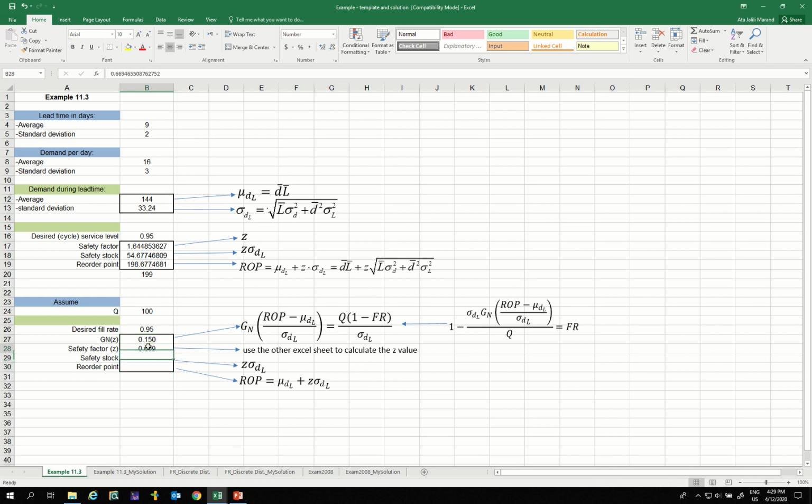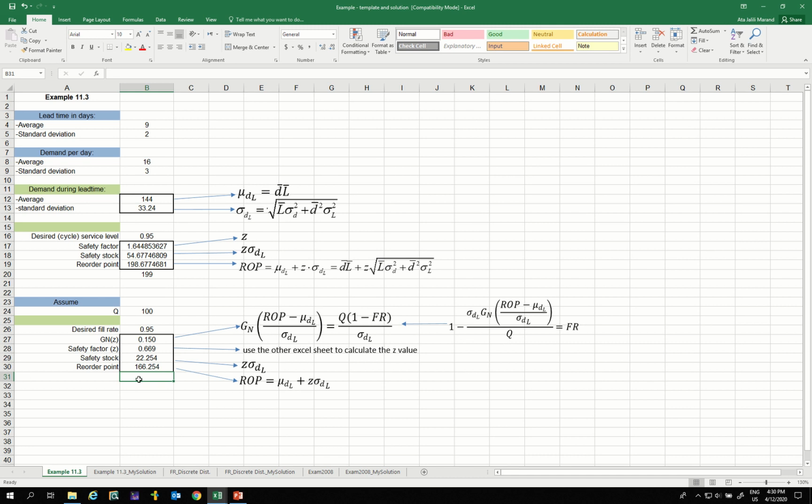Okay, it's easier to work with these numbers. So I first calculated Gn of z and then found the corresponding z. The next step is easy. I need to calculate the safety stock, which is the safety factor multiplied by the standard deviation of demand during lead time. And then for the reorder point, I need to add the average demand during lead time and the safety stock, which is in cell B29.